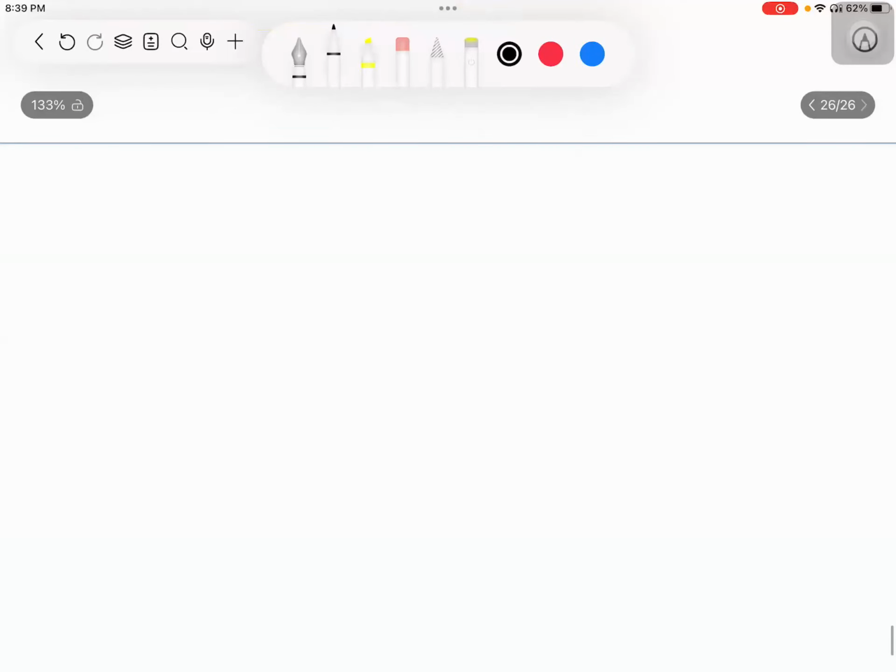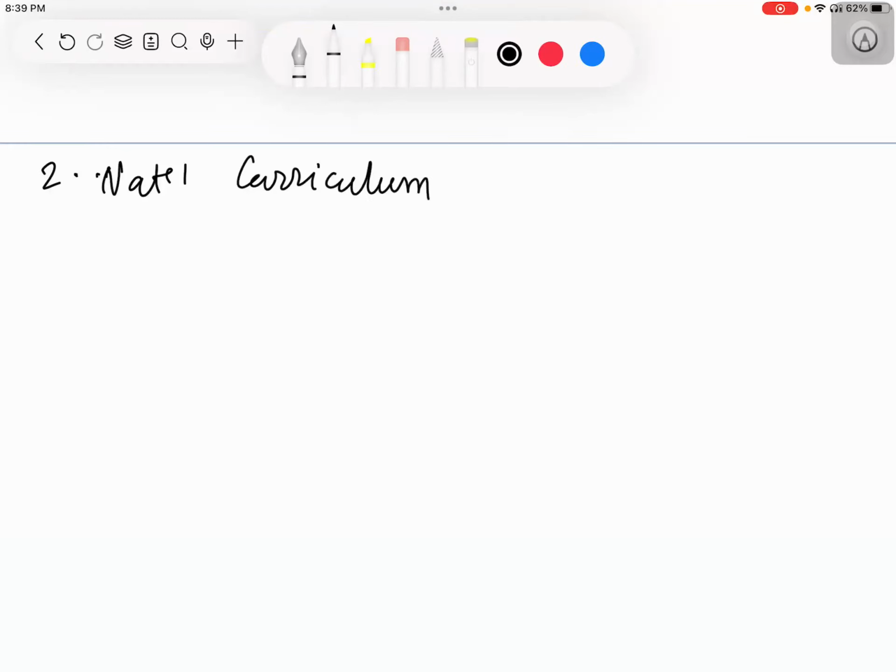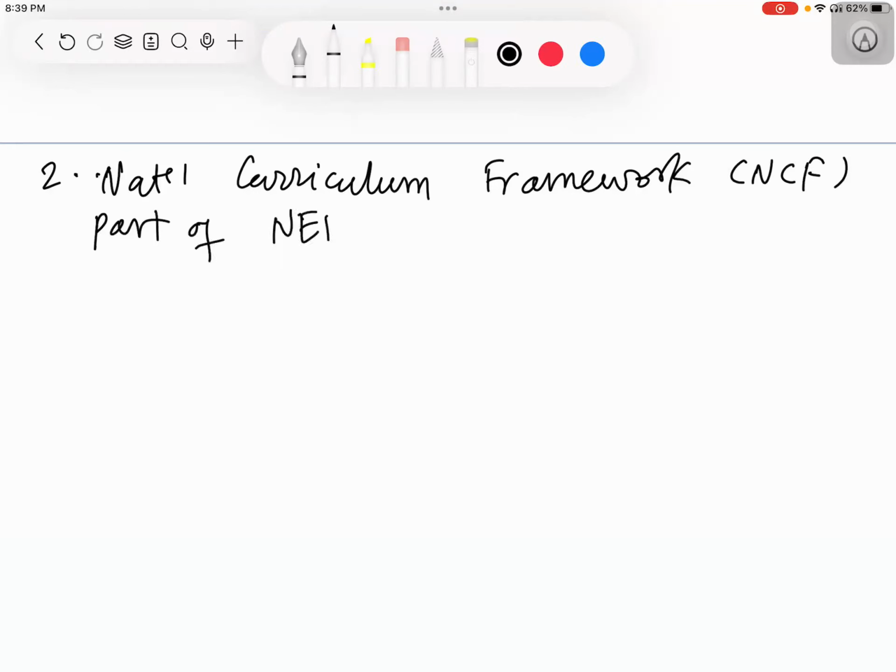you can also write about the National Curriculum Framework, NCF. This is a part of National Education Policy 2020.